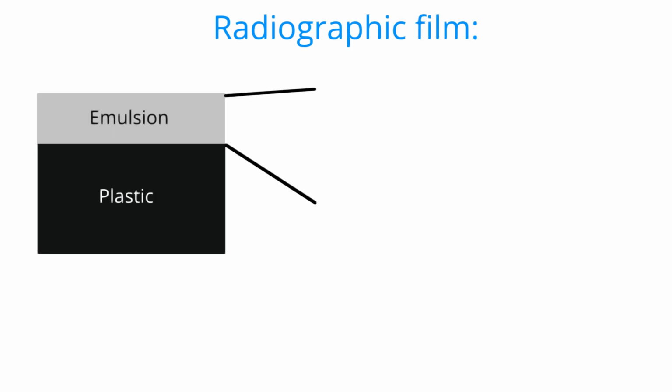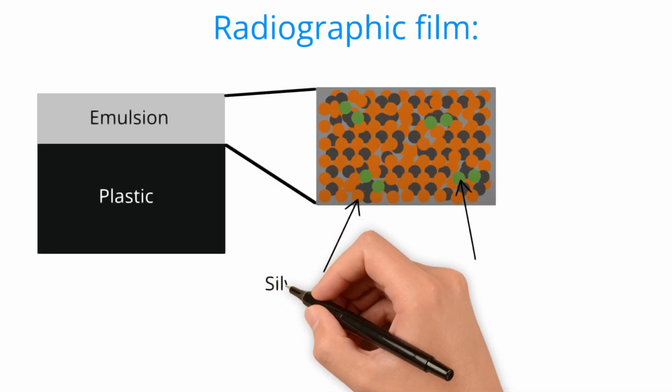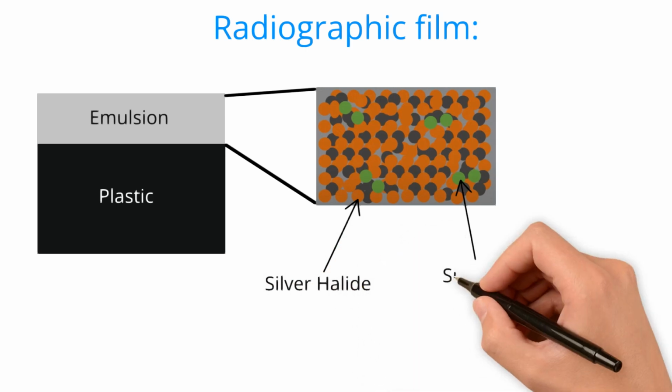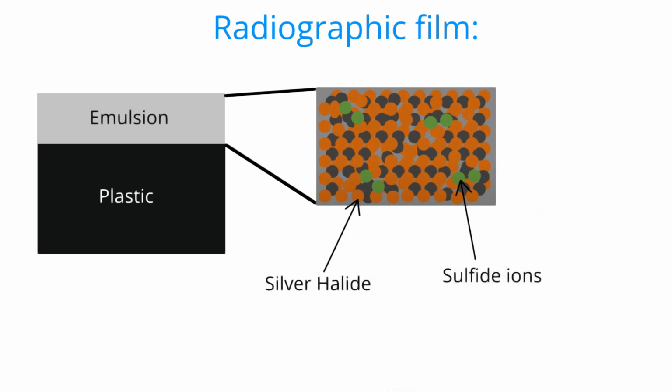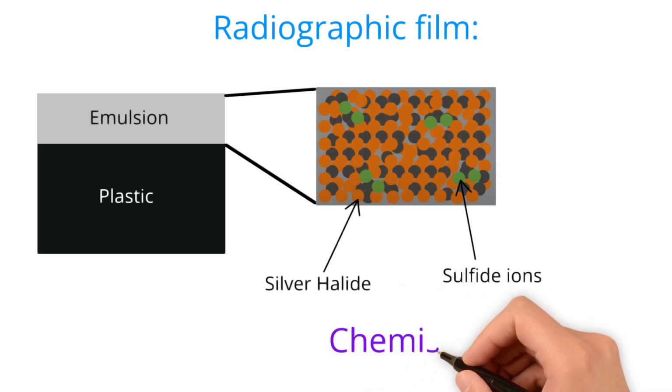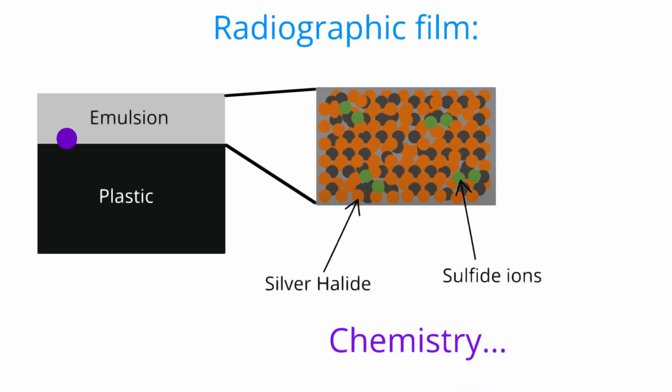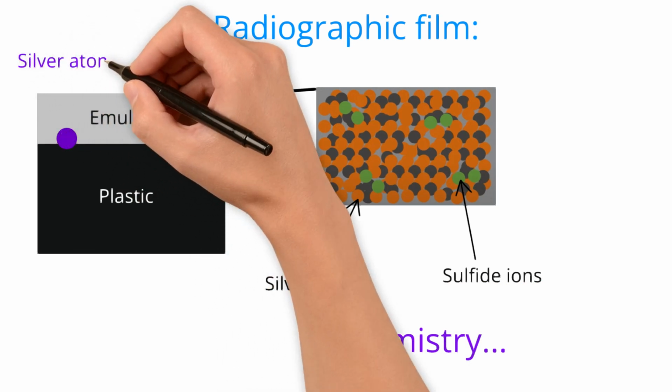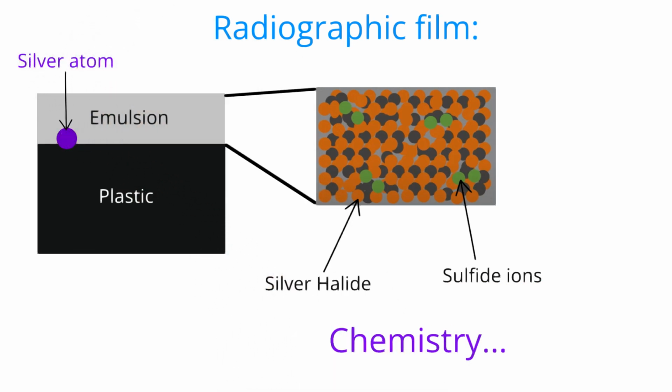The next layer is the radiographic film. It is composed of two parts, the emulsion and the plastic. The emulsion layer is a silver halide lattice disrupted by some sulfide ions suspended in gelatin. The optical photons released from the intensifying screen initiate a chemical reaction in this layer, which results in a silver atom being deposited on the plastic. The areas of the plastic where the silver is deposited produce the dark parts of the image.